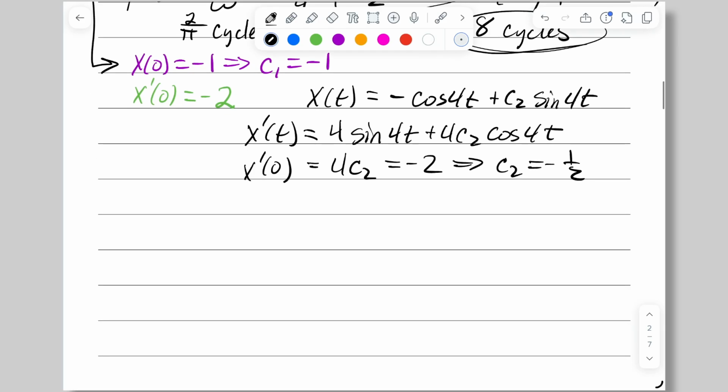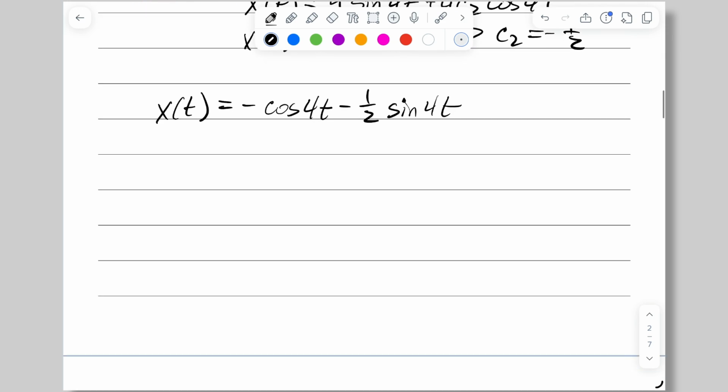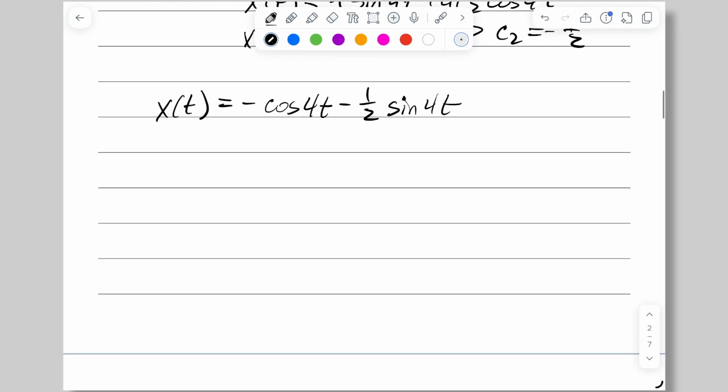So using that, we have the equation of motion with the constants nailed down. X of t is equal to negative cosine of 4t minus 1/2 sine of 4t. And you may notice this is a little tough to look at and determine the amplitude. It'd be a lot easier if it was sine or cosine. It's a little harder when it's sine and cosine.